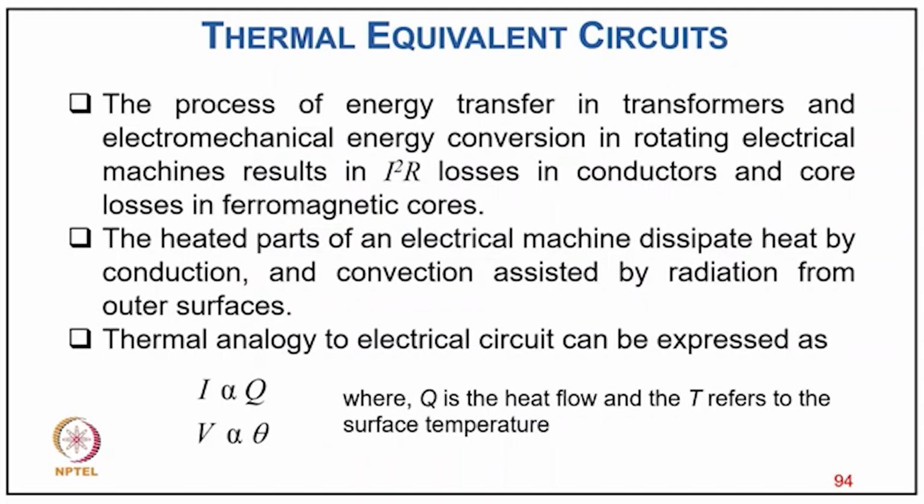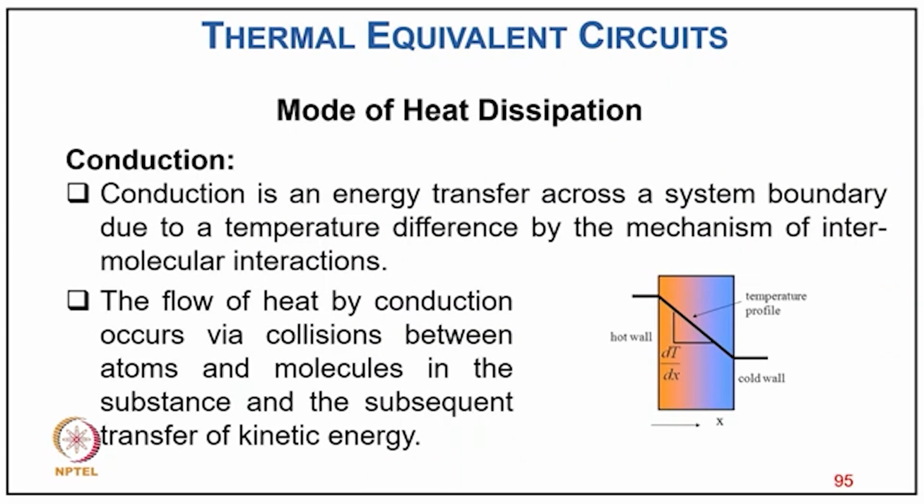And thermal analogies to the electrical circuit can be expressed as I is proportional to Q and V is proportional to theta, where Q is the heat flow and theta refers to the surface temperature. So now coming to the modes of heat dissipation, first is conduction.